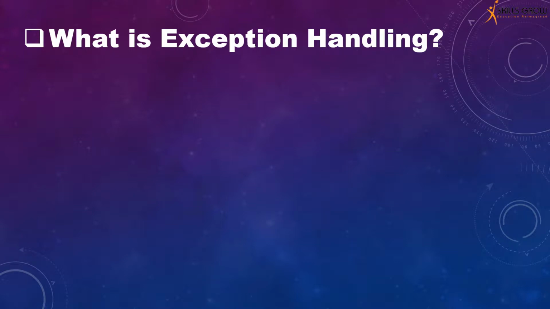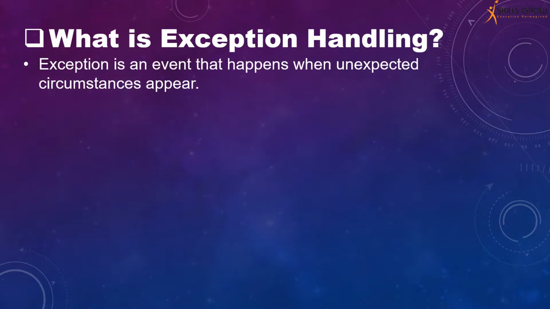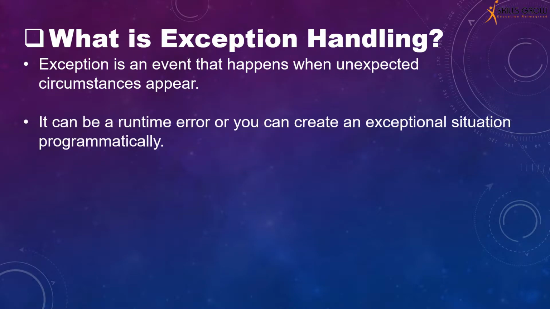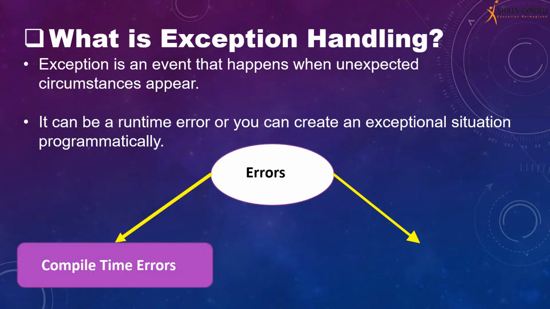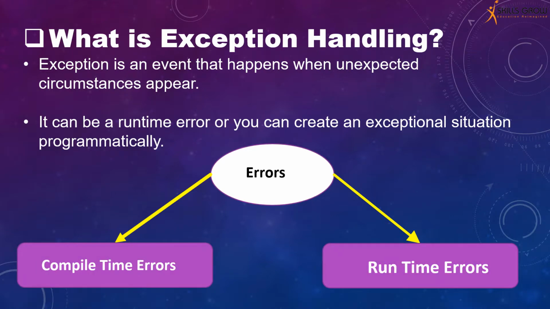What is exception handling? An exception is an event that happens when unexpected circumstances appear. It can be a runtime error, or we can create an exceptional situation programmatically. Errors can be broadly divided into two types: compile time errors and runtime errors.